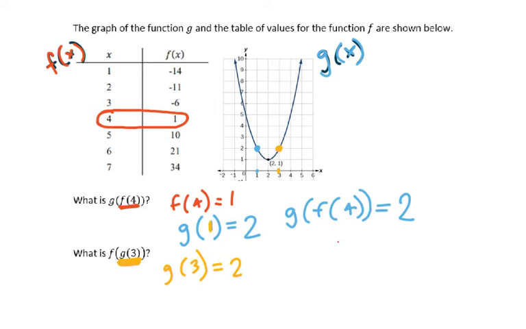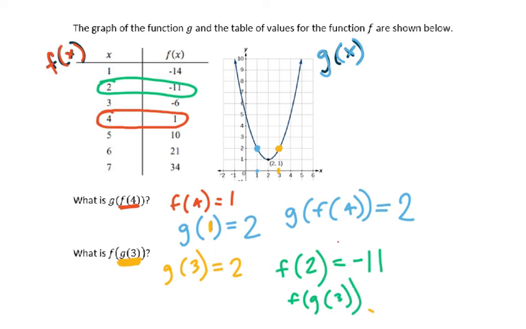We are going to take this 2 and substitute that in for g of 3. So we now want to find f of 2. Again, we are going to go back to our table here, which represents f of x. We want to figure out when x equals 2, what is f of x equal to? And that is negative 11. So f of g of 3 is equal to negative 11. And these are our two final answers.